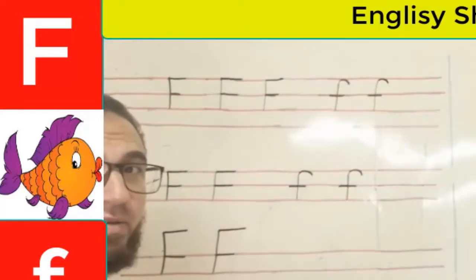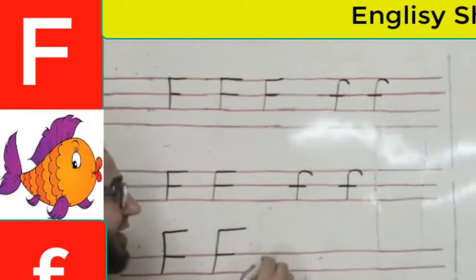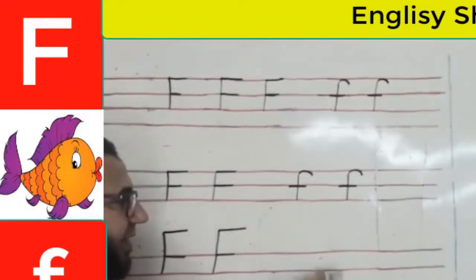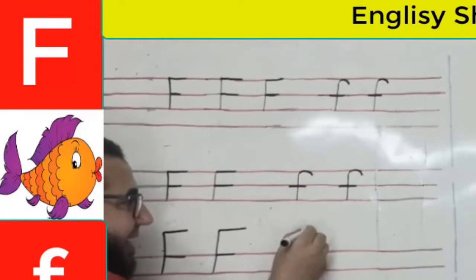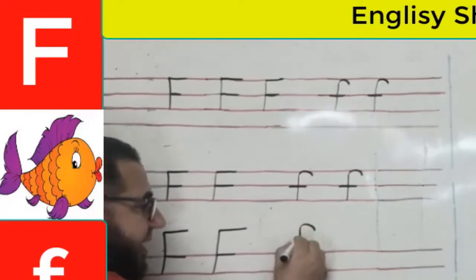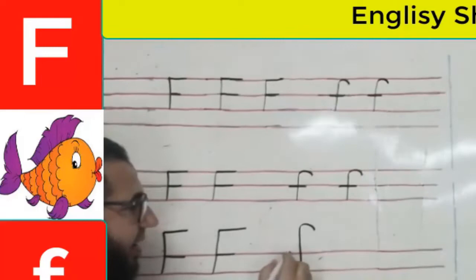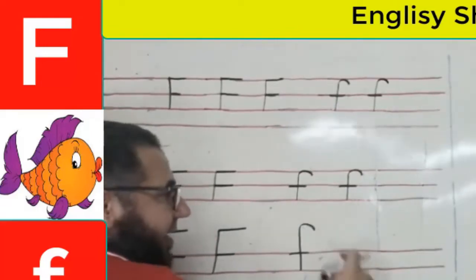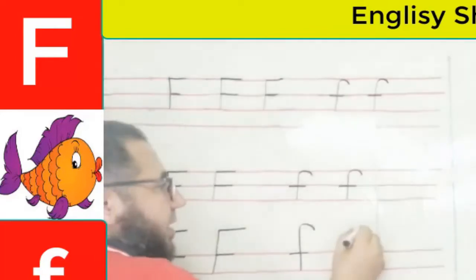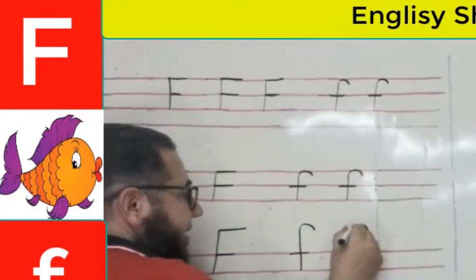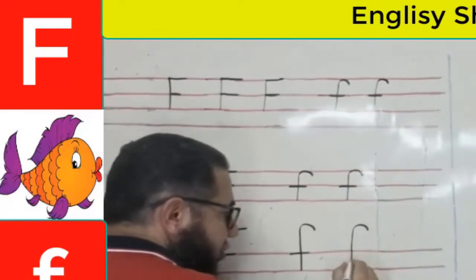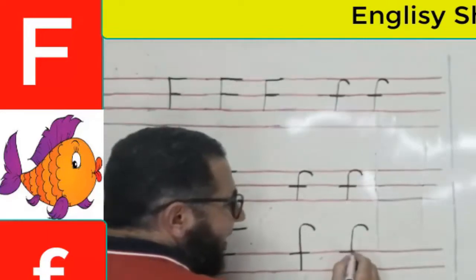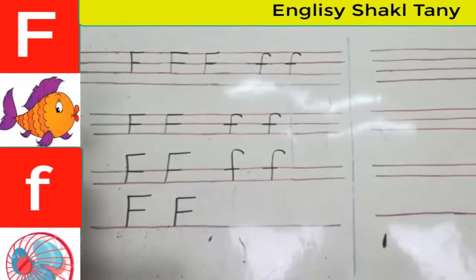Let's see how to write it on the two lines. I'll say to my child that I'll start at the top, above the two lines, and make a curved line like that, then go down to the second line, and then a sleeping line like that. Again, at the top, I'll make a curved line, then go straight down to the second line, and then make a sleeping line. It's F small.